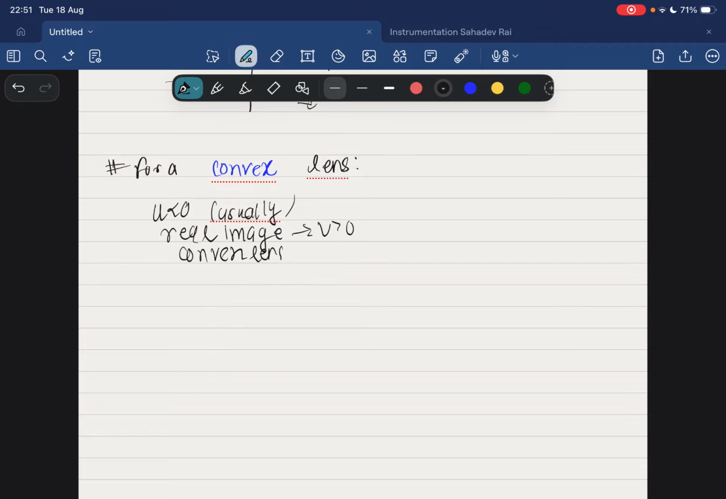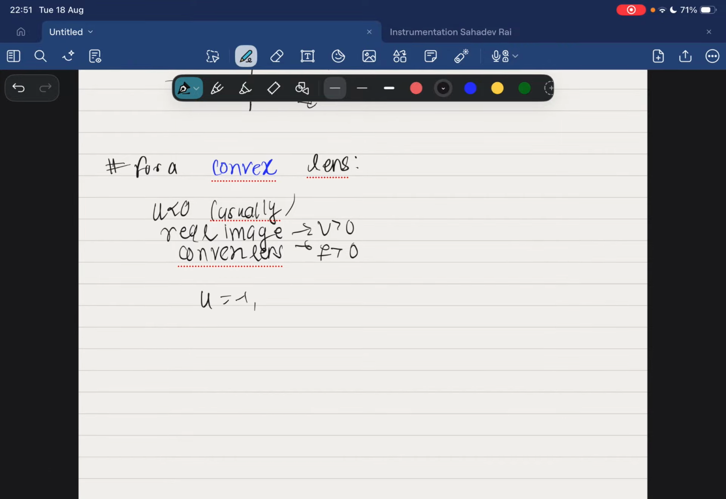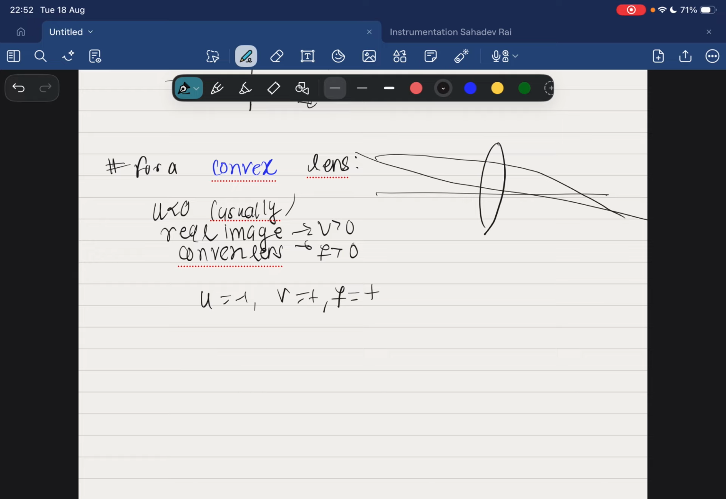Convex lens, we have the focal length as positive, because the focus is formed on the right. So for a real image, we have u equals negative, v equals positive, and f equals positive. Since we have this convex lens right here, a light ray falls and just goes from there, focus is right here. Therefore, a real image is formed in the convex lens.